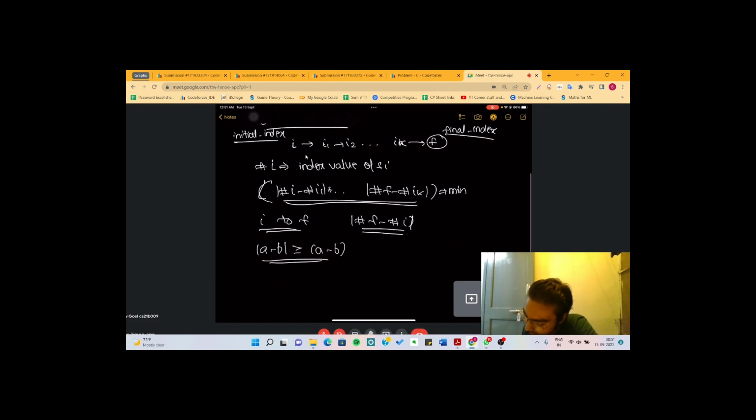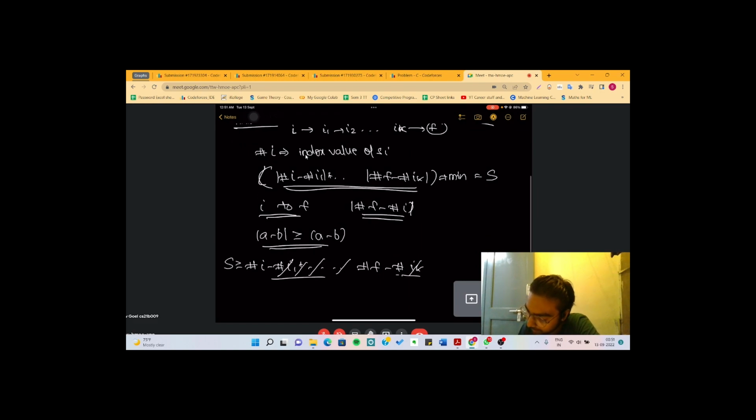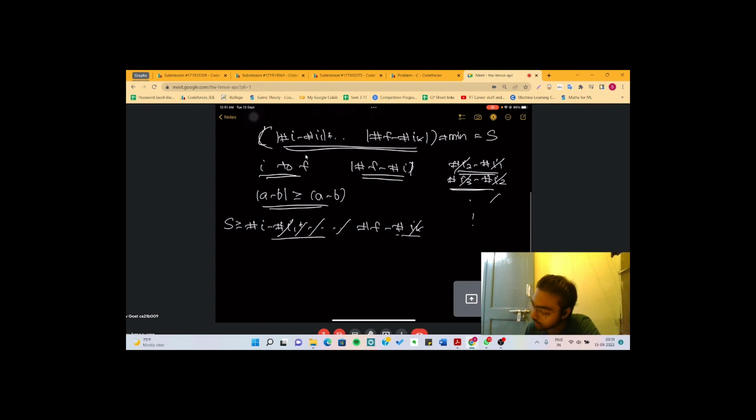So when I expand this, let this be s. So s will be greater than or equal to hash I minus hash I1 plus and so on up to hash f minus hash ik. Now we can see that everything in between will get cancelled, because the middle terms are something like hash I2 minus hash I1, hash I3 minus hash I2, and so on. These are the middle terms, so they'll get cancelled off, like I2 will get cancelled with I2, I3, and so on. This will become a telescopic series.